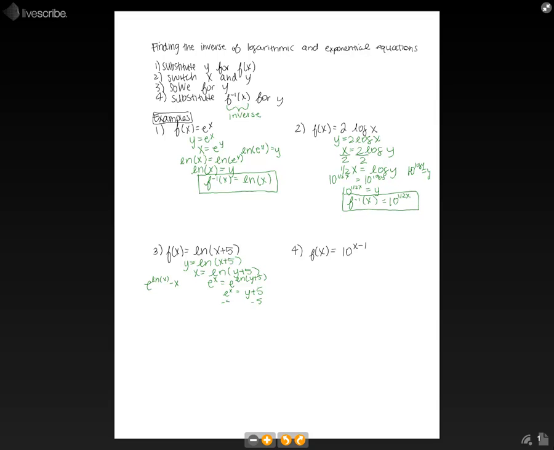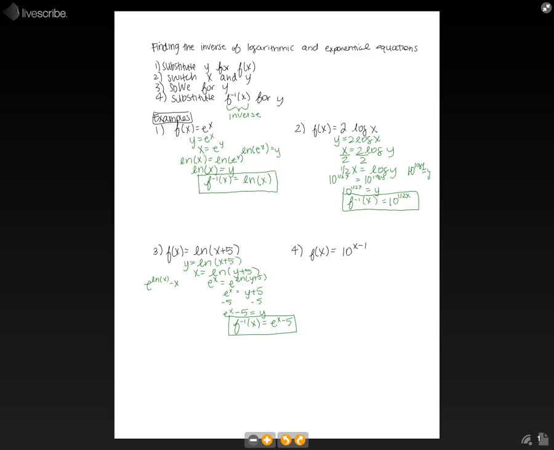So we'll subtract 5 from both sides and get e to the x minus 5 equals y, and then substitute back in. So the inverse of the natural log of the quantity x plus 5 is e to the x minus 5.